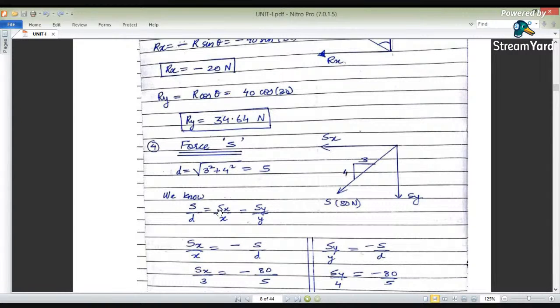Therefore, S upon d is equal to Sx upon x, which equals Sy upon y. Sy is the vertical force while resolving this S, and we take this angle as phi. By similarity of triangles, we take this as y.